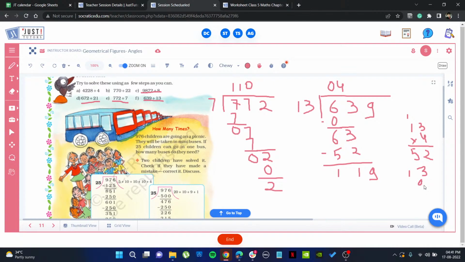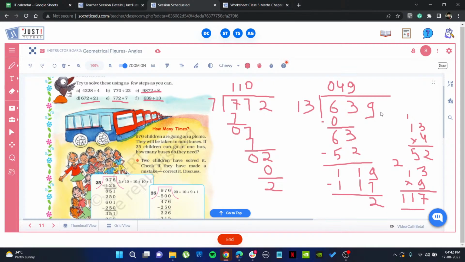13 times 9. 3 times 9 gives us 27. So let's write down 7 here. 2 will be regrouped to the next column. 9 times 1 is 9 and we'll be adding this 2 and it becomes 11. So 13 times 9 gives us 117. And we get how much? We get 2.